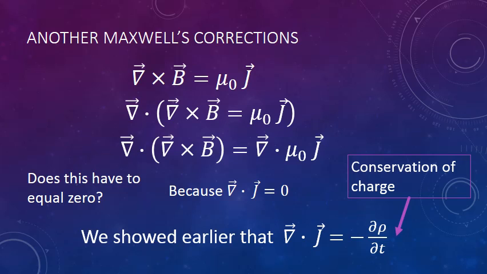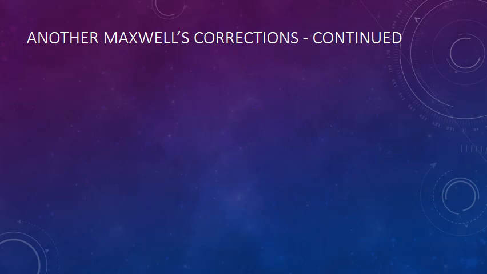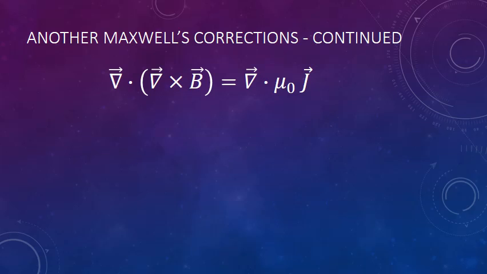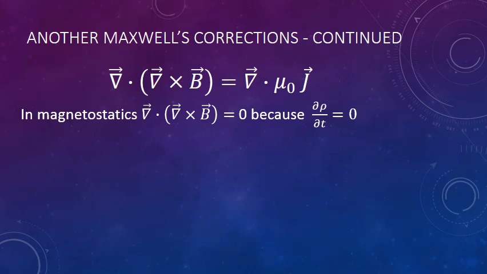And then this also is known as charge conservation. Since it's a conservation law, we better stick with being correct. So what did Maxwell do? Well, you've got this divergence, and in magnetostatics, it's equal to 0 because there's no rate of change of charge density.